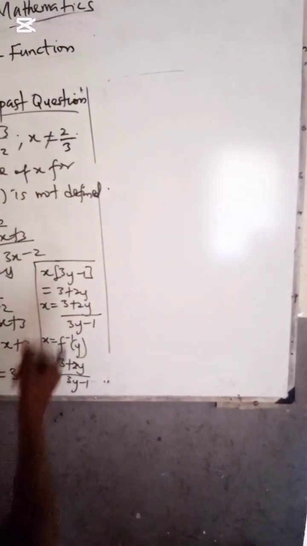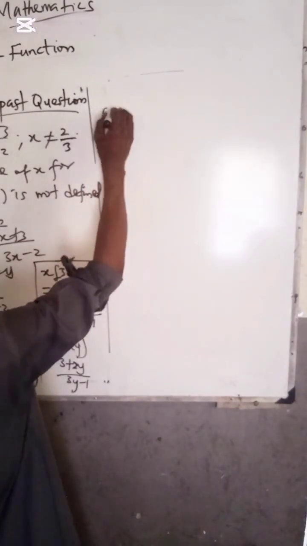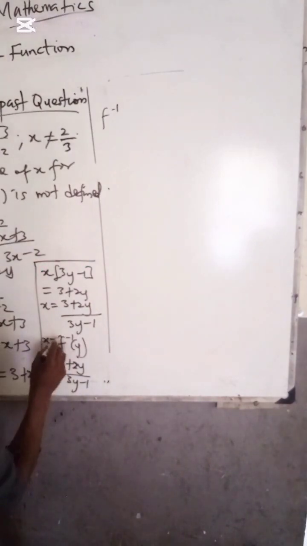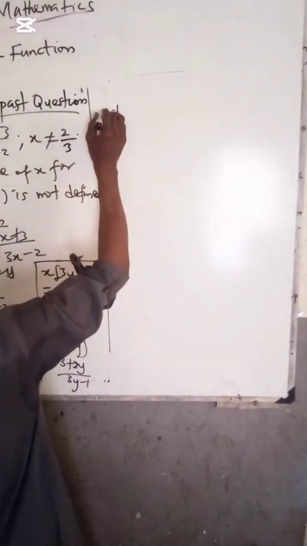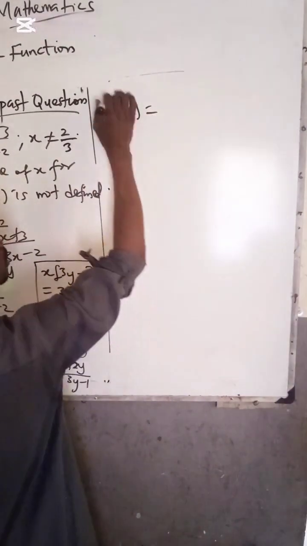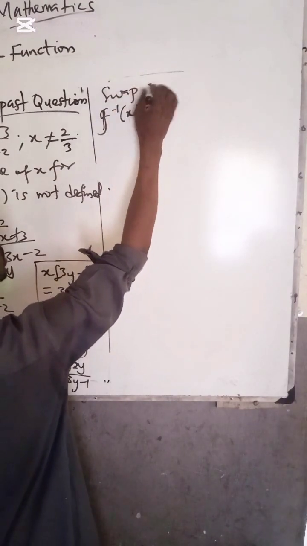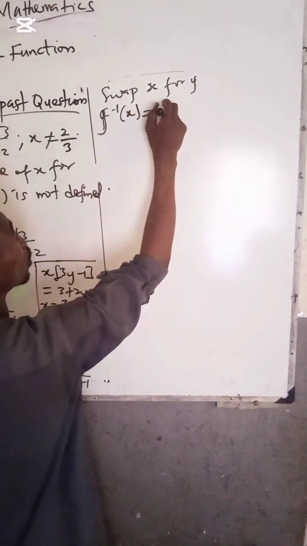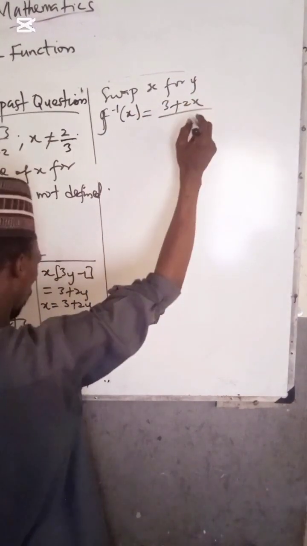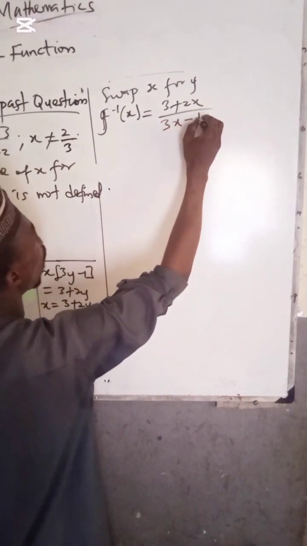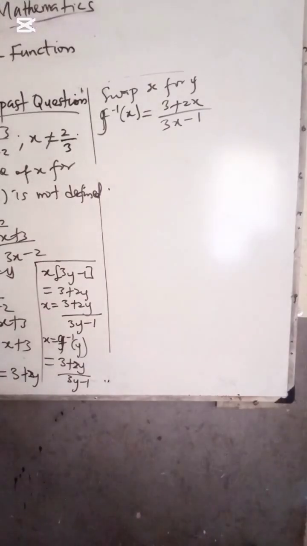So we have here now, f inverse. Since we are dealing with the function g, we have g inverse of x equal to what? This is swapping x for y. So g inverse of x now is equal to 3 plus 2x over 3x minus 1.